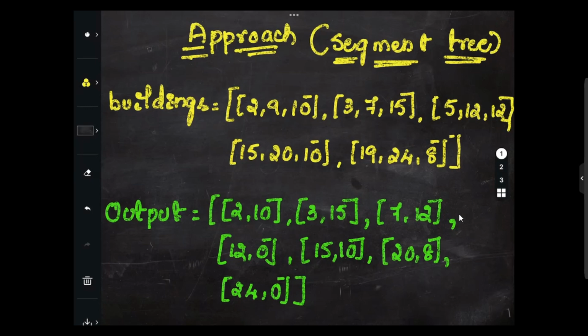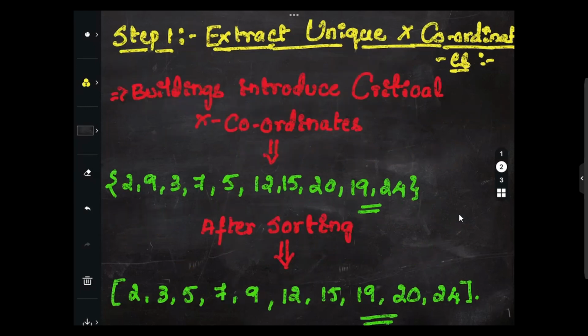Let's discuss the approach step by step. I have considered the first example, the same example given in the question. We are going with the segment tree; we have to keep this in mind. They have given the buildings and the output here. I hope this is clear. Let's start with step 1.